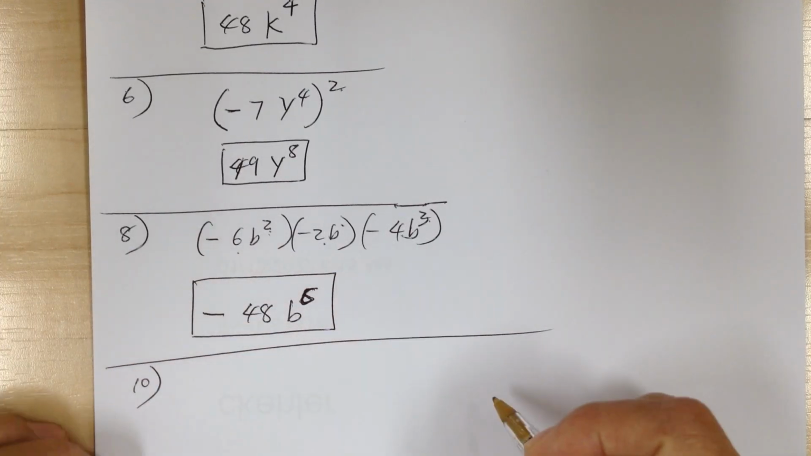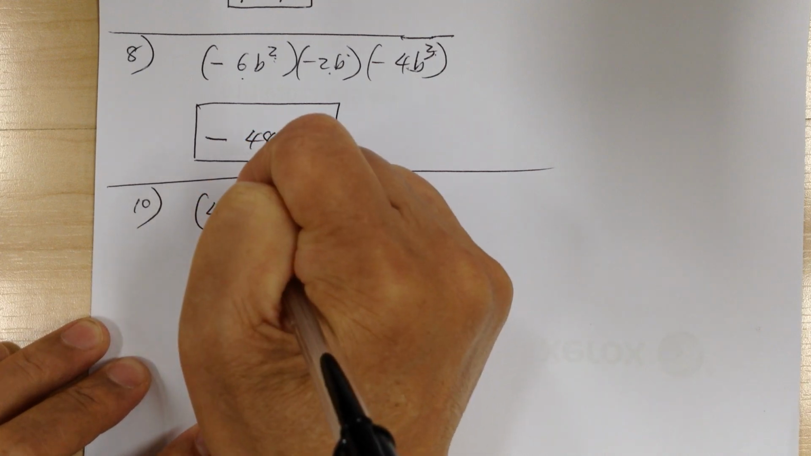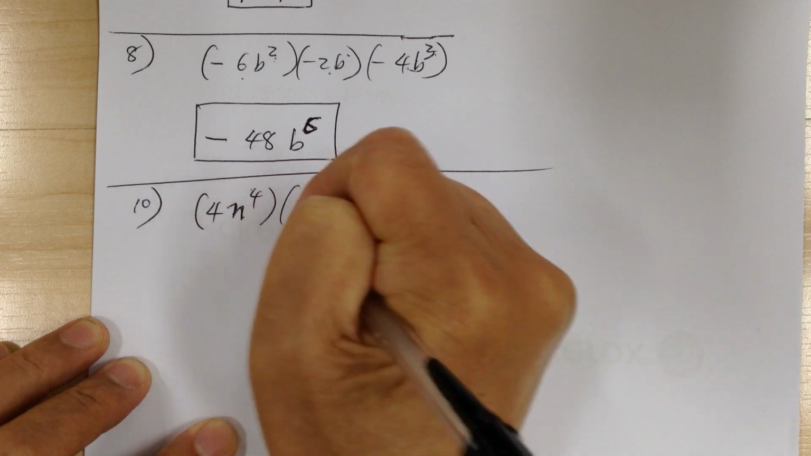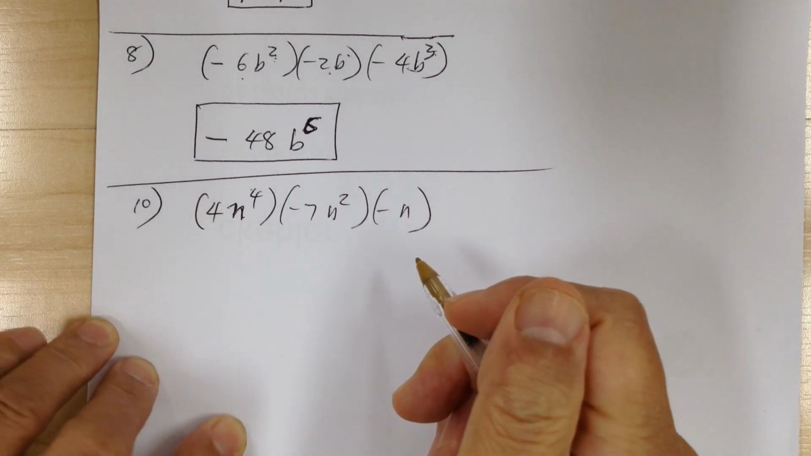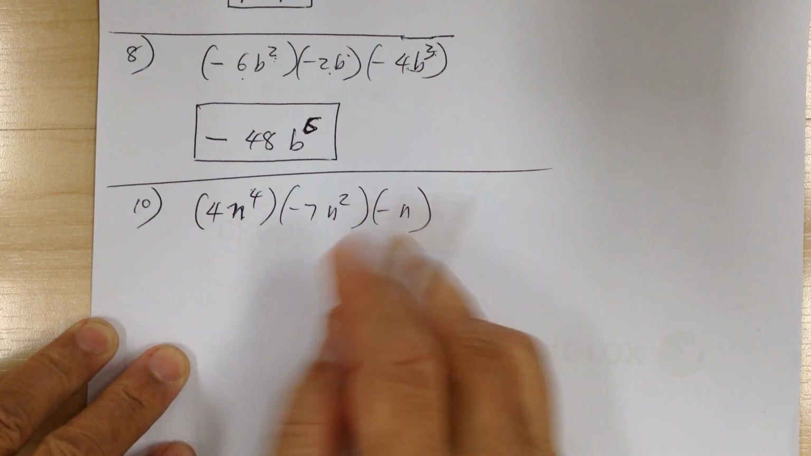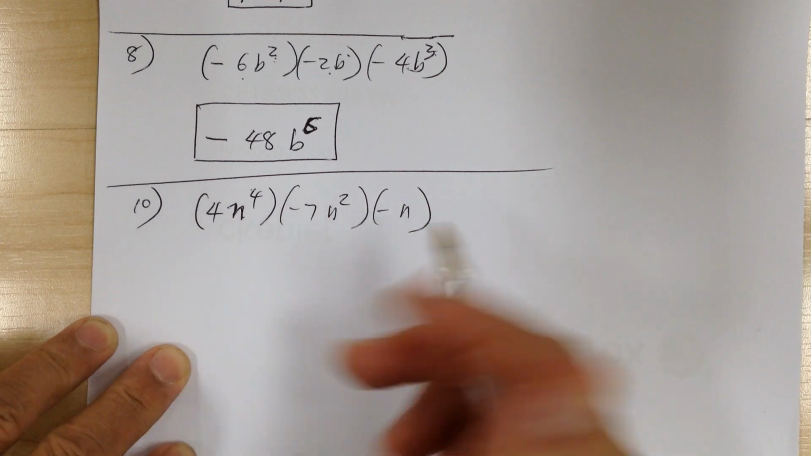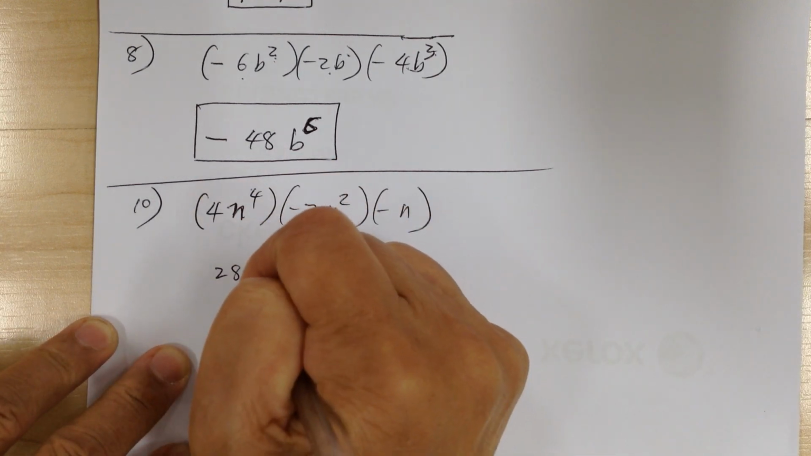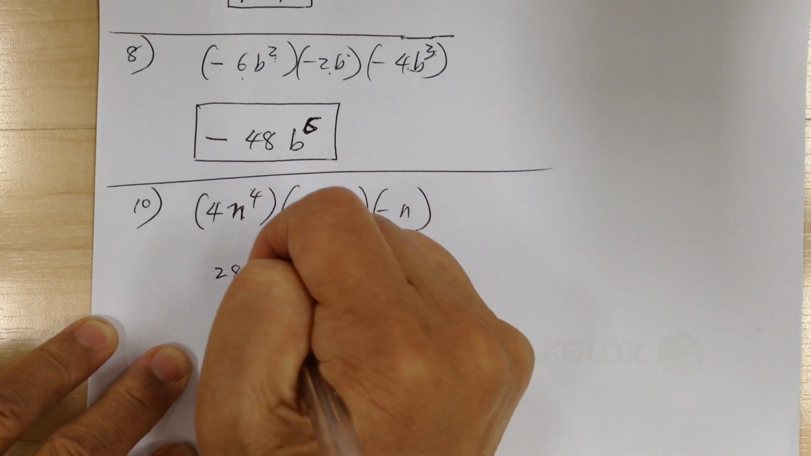Okay, number 10. You got 4n to the 4, negative 7n to the 2, and negative n. Okay, so again, first take out the sign, so positive. When you have an even number, the negatives will give you positive, so it will be positive. Then you do the number, 4 times 7 will be 28, and then do the alphabet. So n to the 4 plus 2 plus 1 will give you 7.